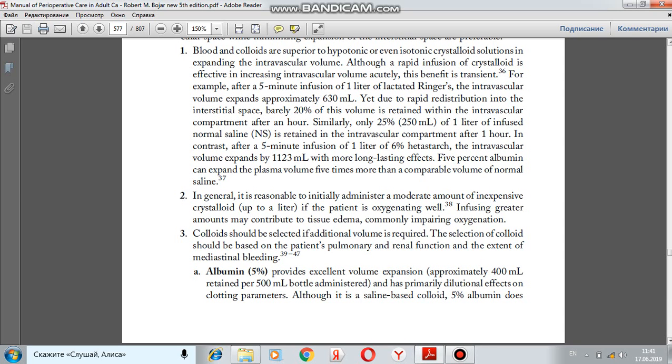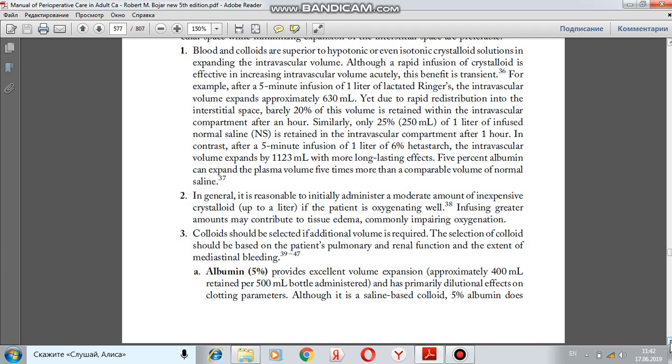In general, it is responsible to initially administer a moderate amount of inexpensive crystalloid, up to a liter, if the patient is oxygenating well. Infusing greater amounts may contribute to tissue edema, commonly impairing oxygenation. Colloids should be selected if additional volume is required. The selection of colloids should be based on the patient's pulmonary and renal function and the extent of mediastinal bleeding.